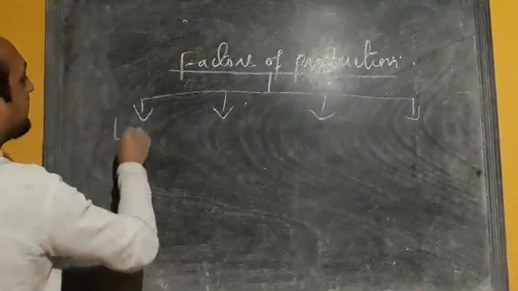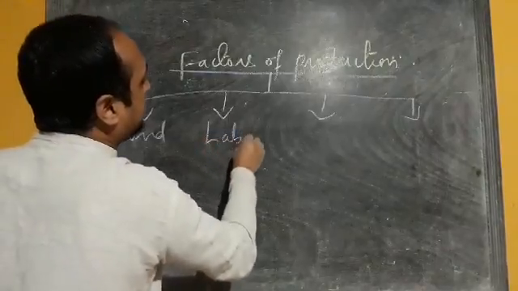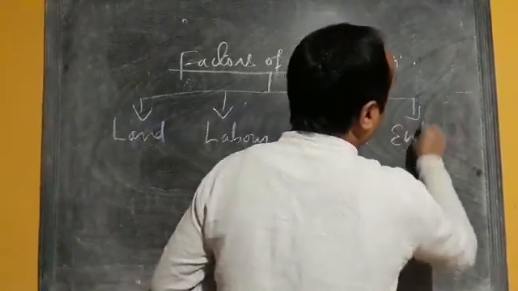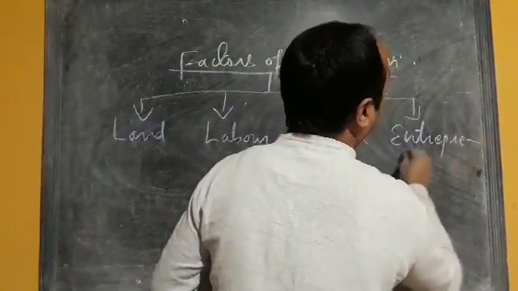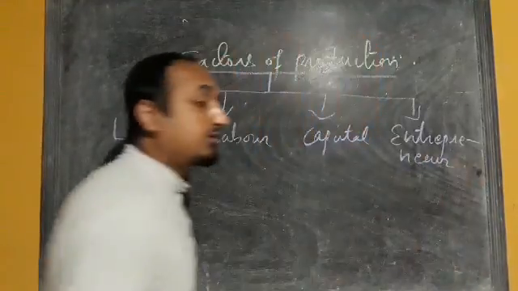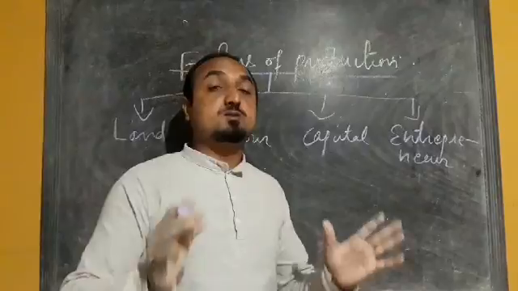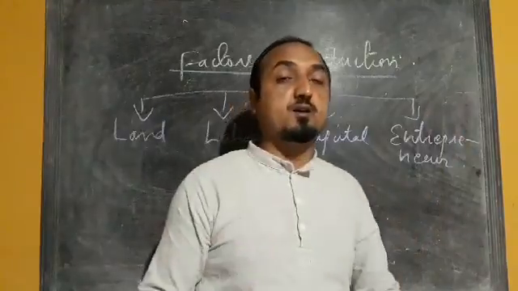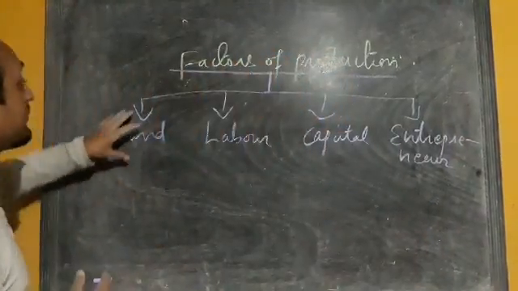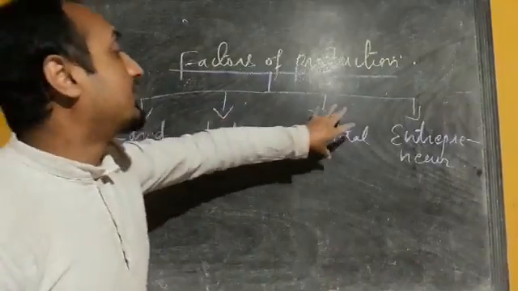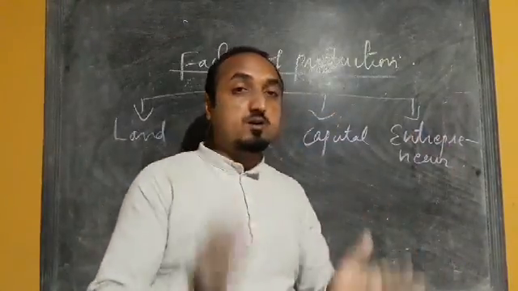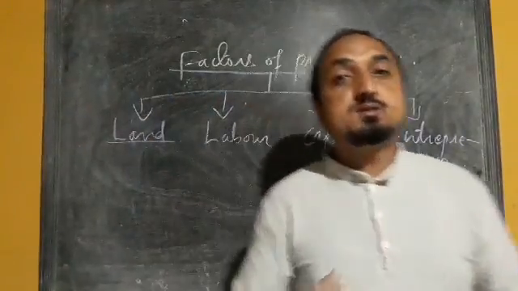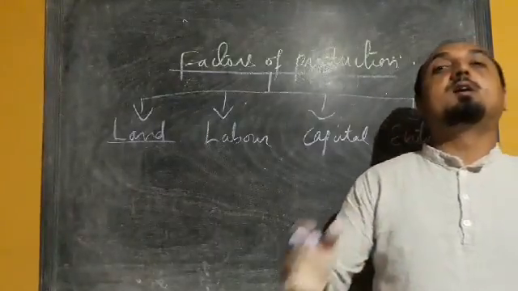Number one we have land, number two labor, capital, and entrepreneur. These factors of production are classified into four categories or groups: land, labor, capital, and entrepreneur. Now we have to understand what you understand by land, what is the meaning of labor, what you mean by capital, what is an entrepreneur. So first we'll start with land. How do you define land? In economics, land is defined as all the free gifts of nature.